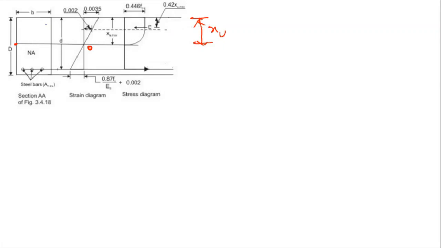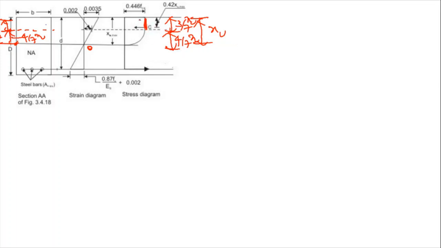So in the limit state method, this is the XU here. Up to this parabolic portion we consider 4 by 7 XU, and the remaining portion we consider as 3 by 7 XU. In this portion the stress variation is parabolic in nature, and in this zone the stress variation is linear, or rather, there is no variation, the stress is constant.